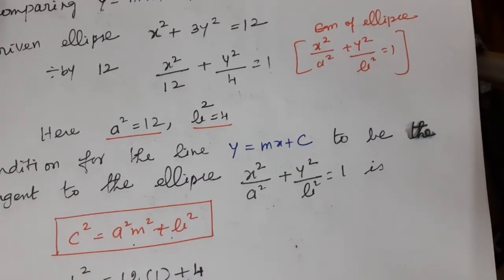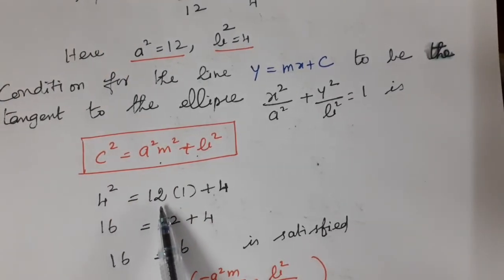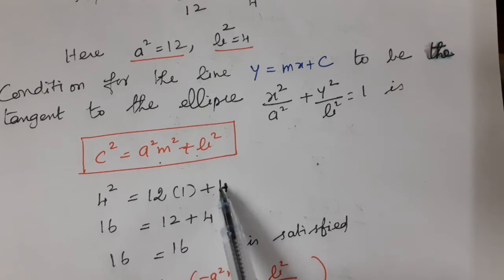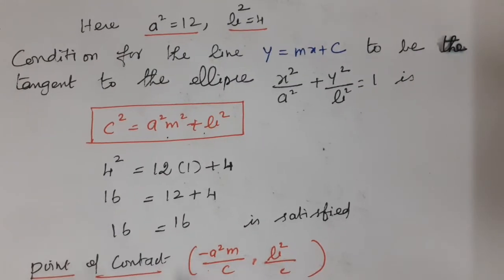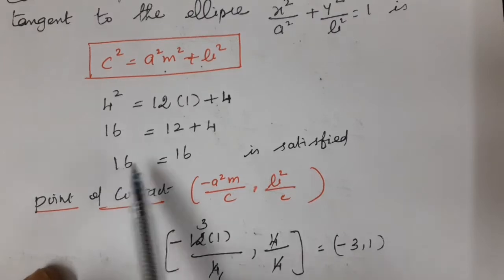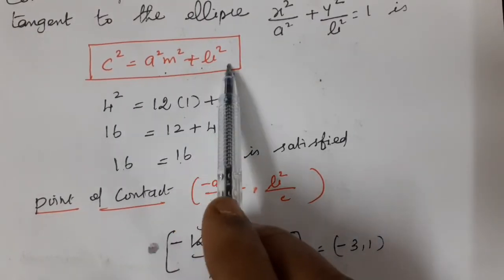So instead of c you substitute our 4. 4 squared equals what is our a squared? a squared is 12. m is nothing but 1, plus b squared is nothing but 4. Now 4 squared is 16, equal to 12 plus 4, also 16. 16 equals 16. Therefore the condition is satisfied. The left hand side equals the right hand side. Therefore c squared equals a squared m squared plus b squared is satisfied.